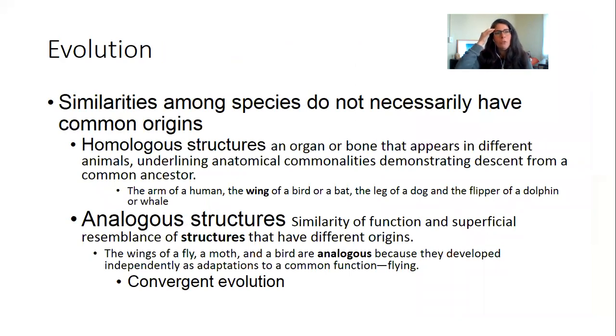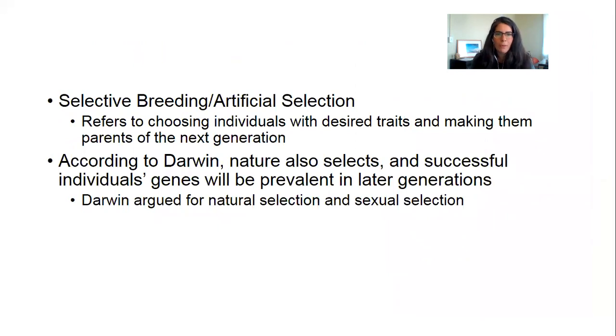But again, what you're doing is taking the best of one breed and this other breed, and you are shuffling or combining their genetic material so it will most likely exhibit a trait that you are particularly concerned with. So again, selective breeding, sometimes called artificial selection, refers to choosing individuals with desired traits and making them parents of the next generation.